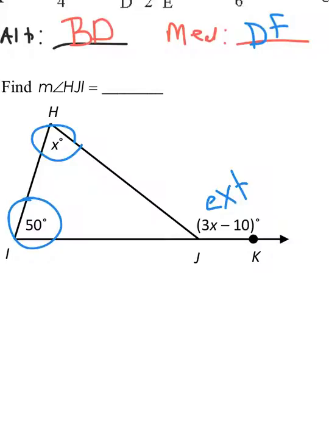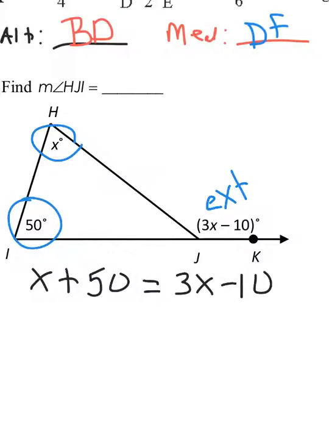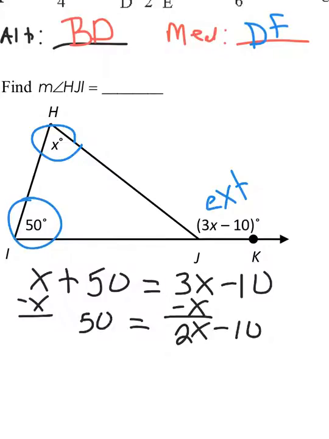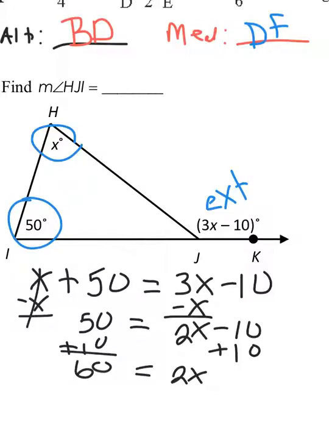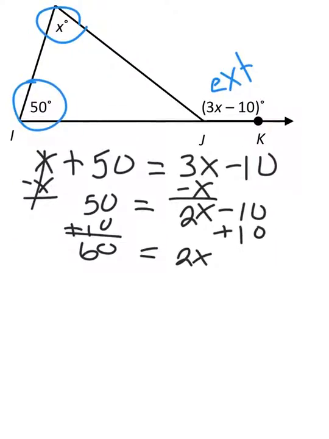So as an algebra problem, you should have x plus 50 equals 3x minus 10. When we work through this algebra, you get 2x minus 10 equals 50. You add 10, 2x equals 60. And of course, dividing by 2, x equals 30.